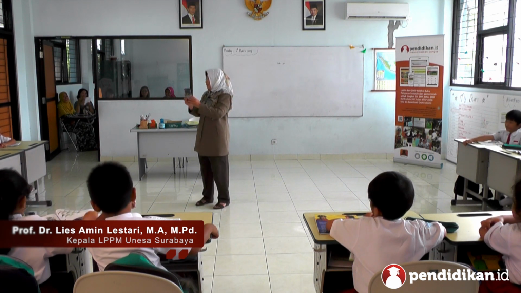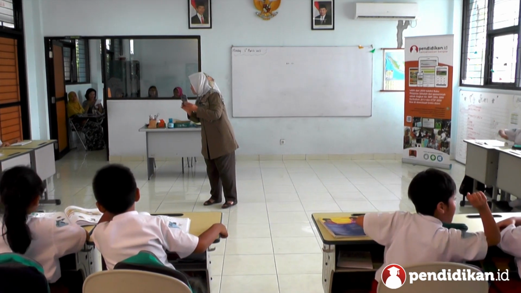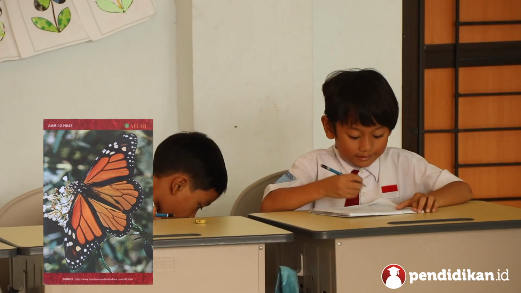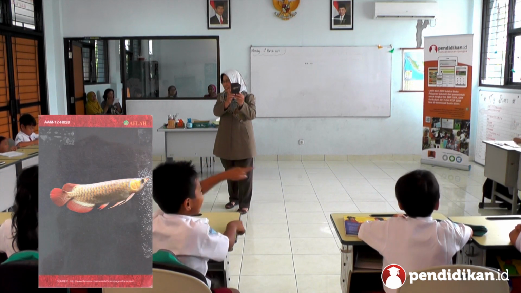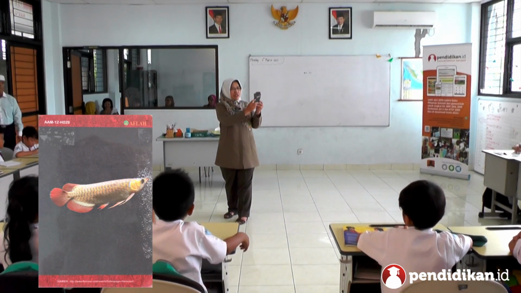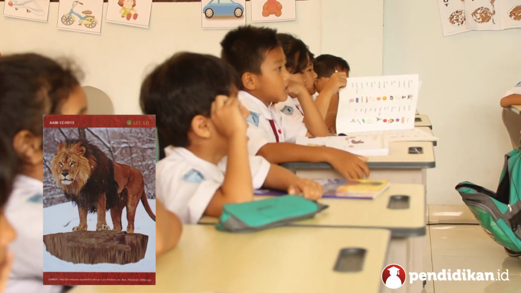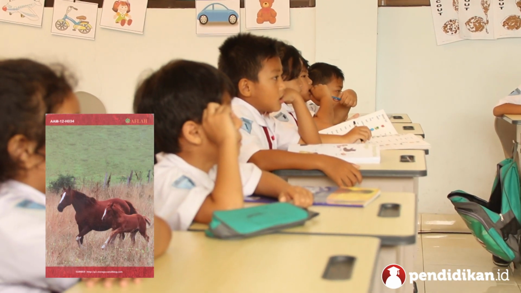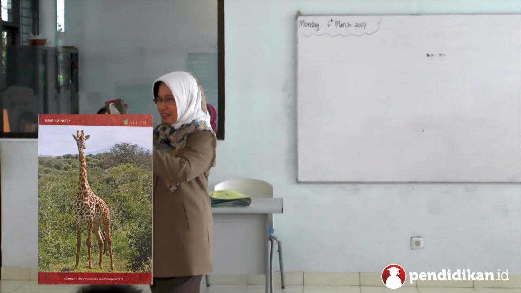Oh yeah, okay. Oh, you have one at home. Sudah dikasih. Yes, okay. And what about this one? What is this? Butterfly. Good. What is this? Fish. Yes, fish. And what about this one? Lion. Good. Now what about this one? Horse. Now this one? Giraffe. This one? Birds. Yes. And then this? Goat. Okay.